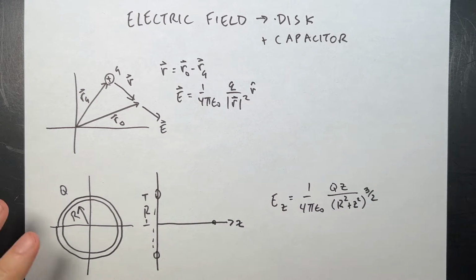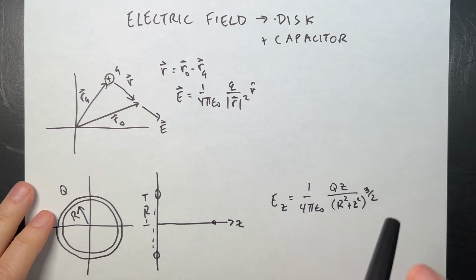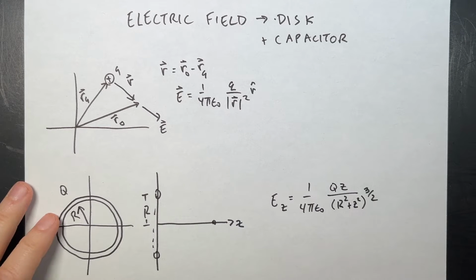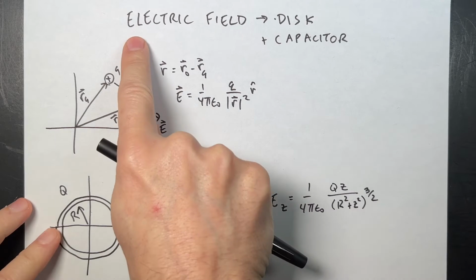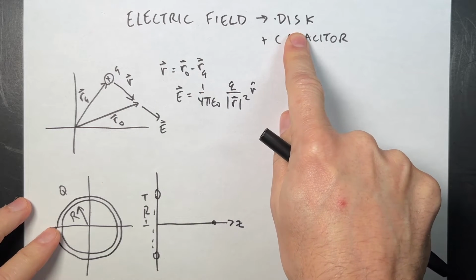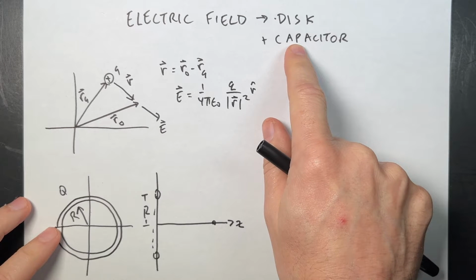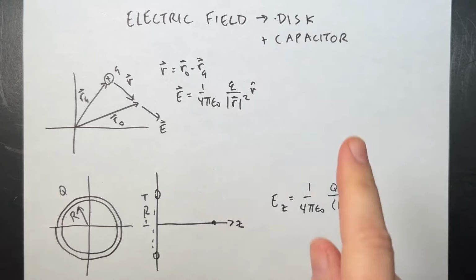I'm working through a bunch of electric field derivations. I've done electric field due to a rod, electric field due to a ring. We're going to use that. Today we're going to do the electric field due to a disk. And then we're going to use that to find the electric field due to parallel disks, which we call a capacitor. So there's a bunch of stuff to do.